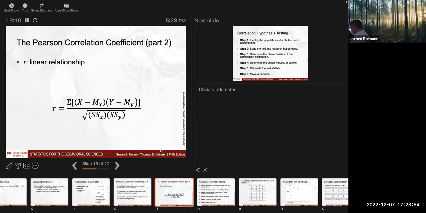And then you're dividing it by the square root of the product of the sum of squares of X and the sum of squares of Y. And that will always be positive. We know that the sum of squares is squared deviations. You sum that up, that will always be positive. So this does not affect the direction. Just the numerator determines the direction.